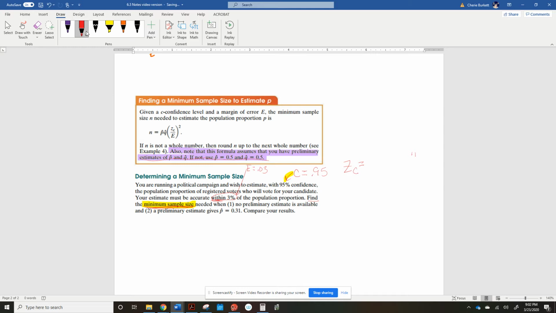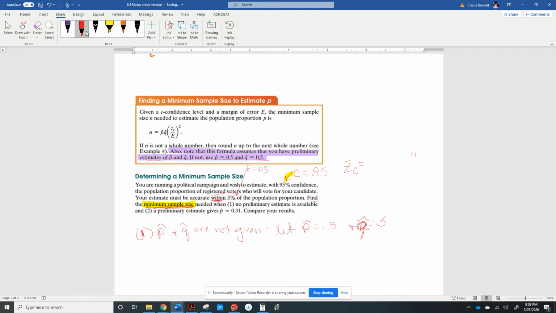That means they're not even going to give you the value of p and q. Well, that's when you pay attention to this right here. It says, hey, if they don't tell you what p and q are, then you let p be 0.5 and you let q be 0.5. You let it be 50-50. So for this problem, when p hat and q hat are not given, then you just let them both be 0.5. Let p hat equal 0.5 and q hat equal 0.5.